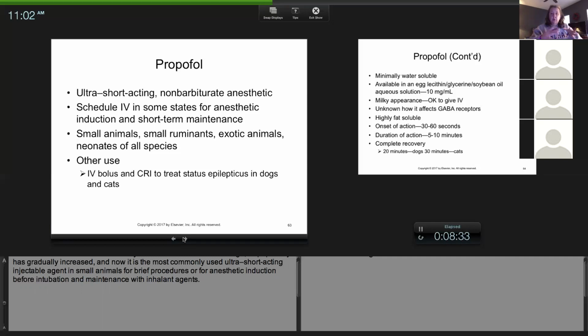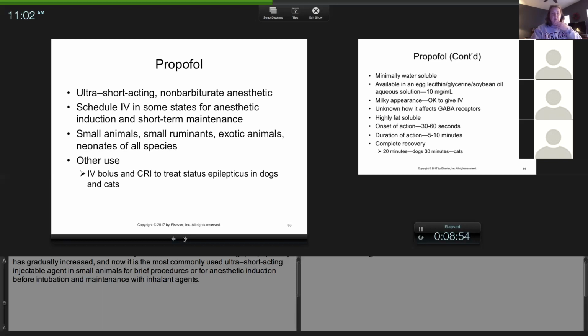It is not controlled in Indiana. I think California was trying to get it controlled. It may end up being controlled at some point. So it is a Schedule 4 in some states, but currently in Indiana, you don't have to lock it up.